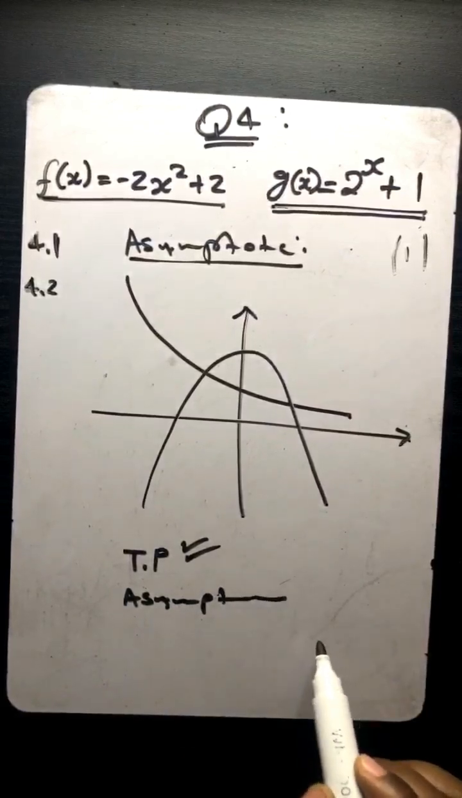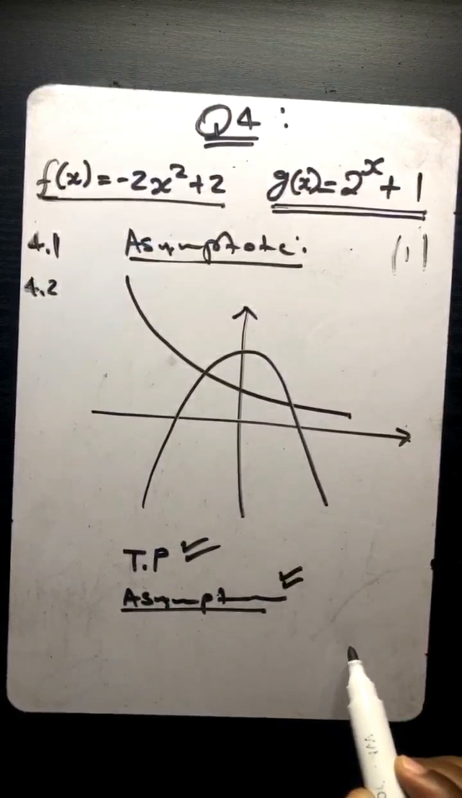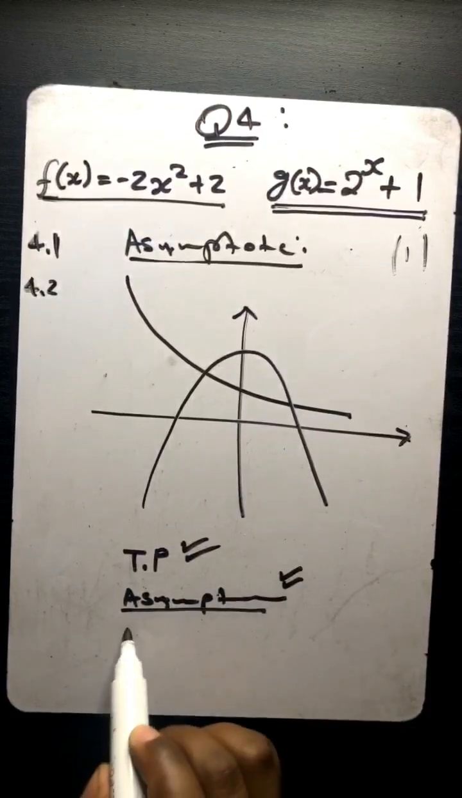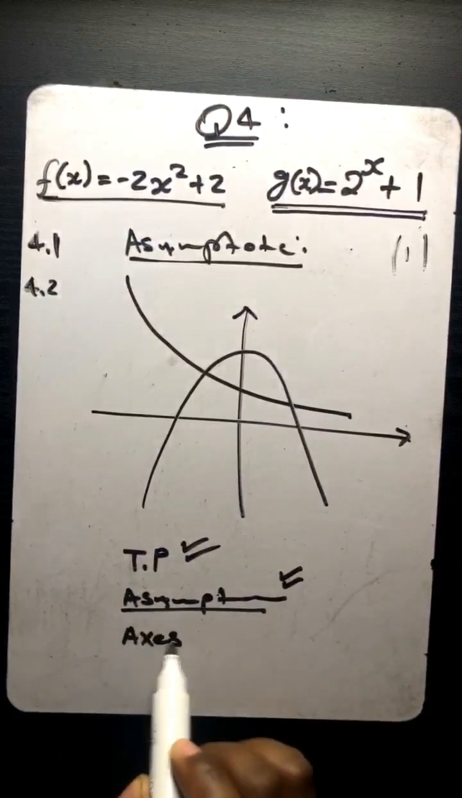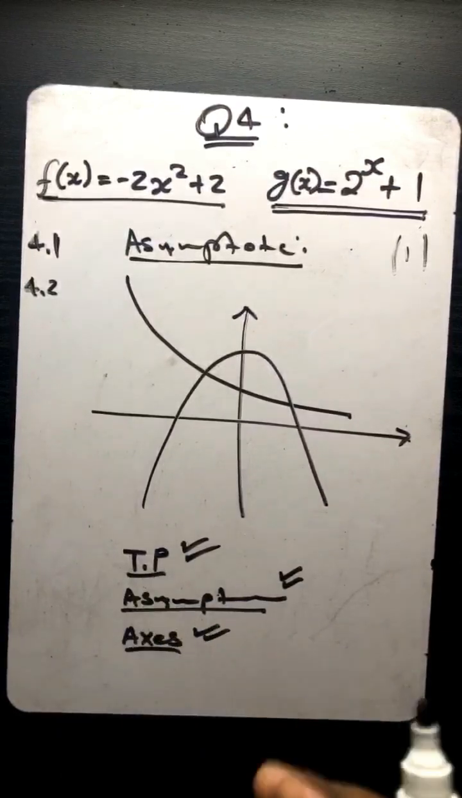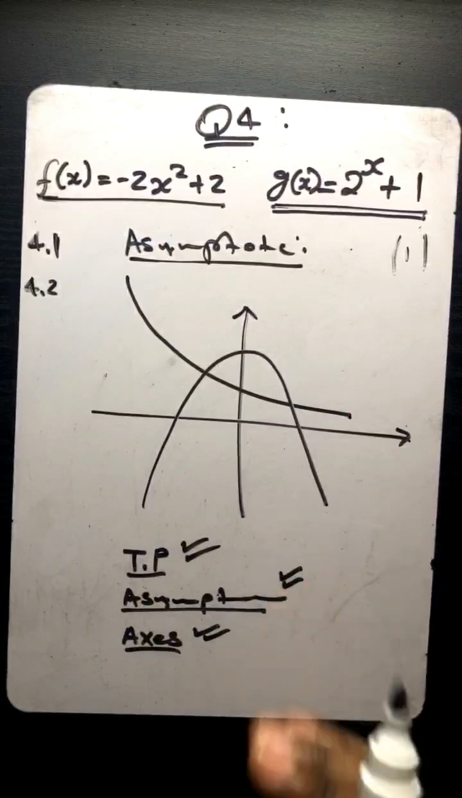Asymptotes. Can you see? If you don't know what asymptotes are, you lose those 2 marks. And again, they are saying the intercepts with the axis. If you do not know what the axes are, you lose those 2 marks. So can you see? Marks come from you knowing exactly what they want you to do.